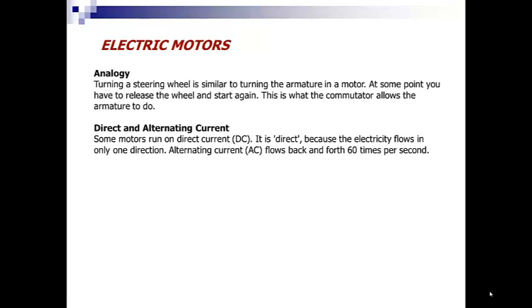So, an analogy that you can think of: turning a steering wheel is similar to the turning of the armature in a motor. At some point, you have to release the wheel and start again. This is what the commutator allows the armature to do.